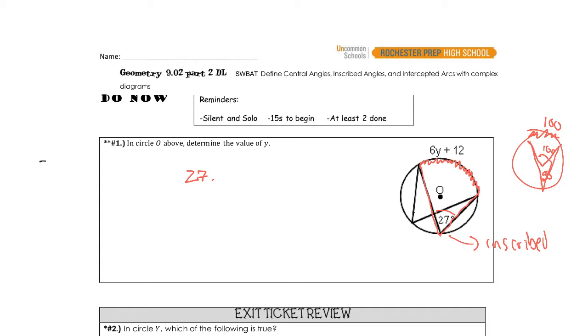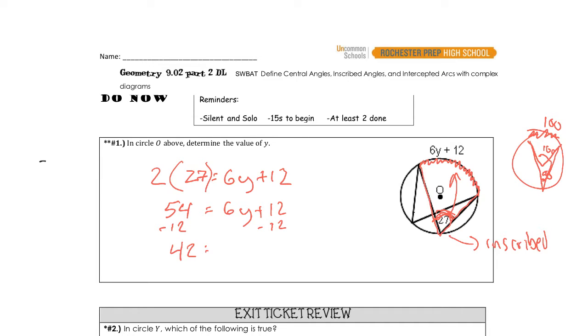So 27 is equal to half of 6y plus 12. I could either divide 6y plus 12 by 2, or I think it's easier to multiply by 2. That way I don't get decimals or anything. So I'm going to multiply the smaller inscribed angle times 2, and then it will equal that arc. So 2 times 27 is 54, equals 6y plus 12. I'm going to subtract 12 from both sides. 54 minus 12 is 42, equals 6y. Divide by 6 on both sides, so 7 is equal to y.